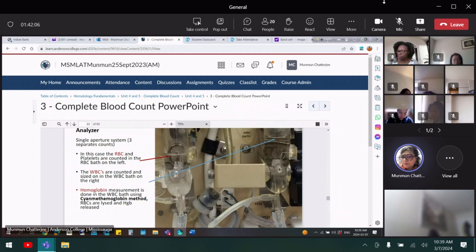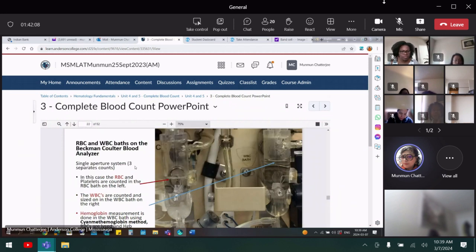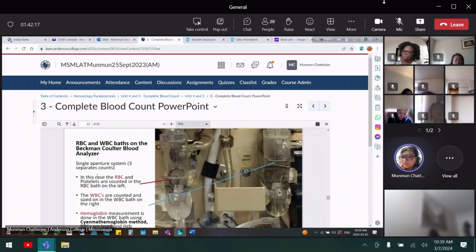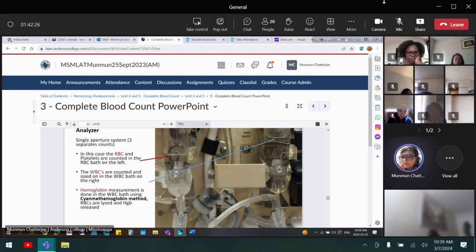I cannot see anything, but they sell the automatic analyzer, with an RBC bath and a WBC bath, on the Beckman-Coulter blood count analyzer. So when they go through, in this case, RBC and the platelets are counted in the RBC bath on the left here, and WBC is counted here. And hemoglobin measurement is done in the WBC bath using cyanide. This is also important: what method do they use for the hemoglobin count here?